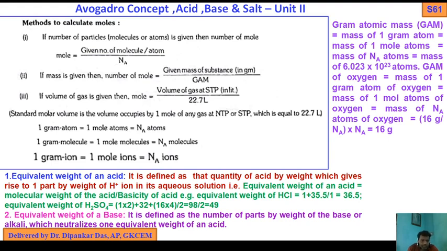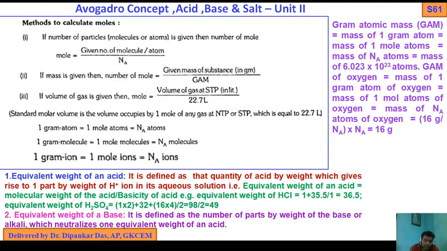Now come to equivalent weight of a base. It is defined as the number of parts by weight of the base or alkali which neutralizes one equivalent weight of an acid. So that is the equivalent weight of a base.